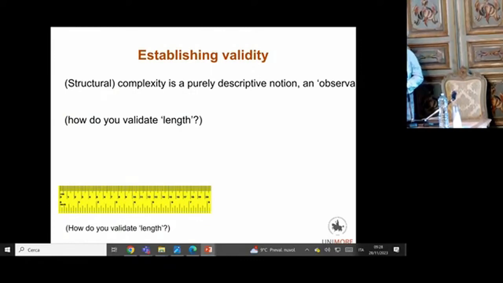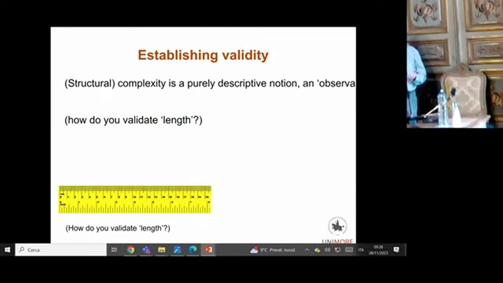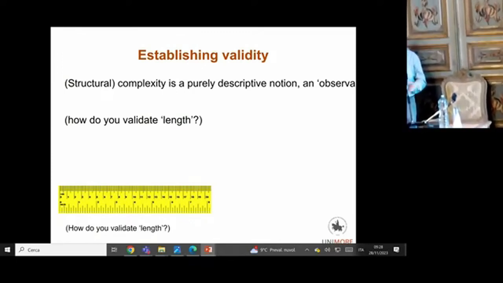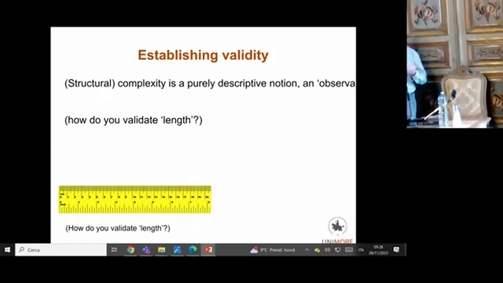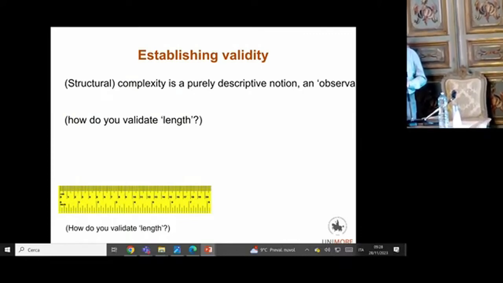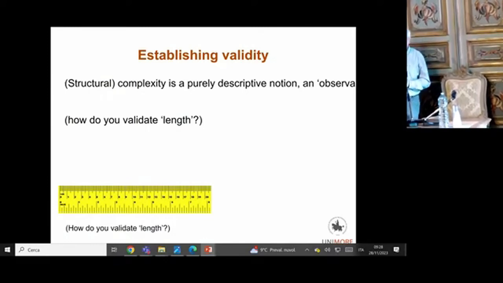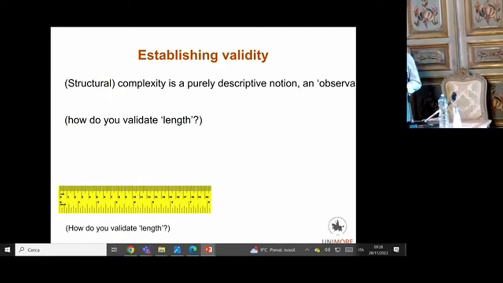You don't validate length. How do you validate length? You can use length for many theories, for example, the relationship between heat and the length of objects, and you can have a theory there, you can make falsifiable statements there, but you don't validate length. It's an observable attribute in the terms of Kane.